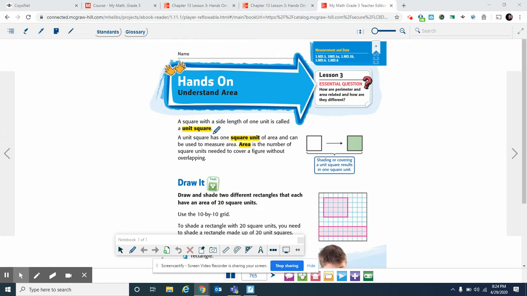Okay, so a unit square is a square with a side length of 1 unit. And an area is the number of square units needed to cover a figure without overlapping. Again, area is the number of square units needed to cover a figure without overlapping. That is area. Now, on this topic, I'll be giving you some examples on how to understand area. Okay, you guys ready? All right, let's move on.